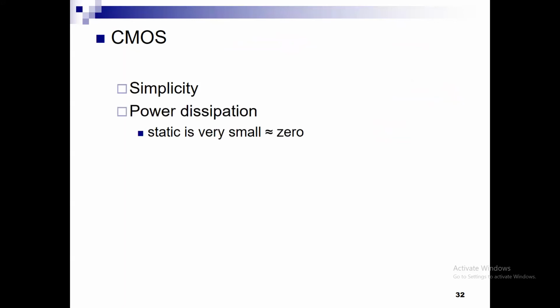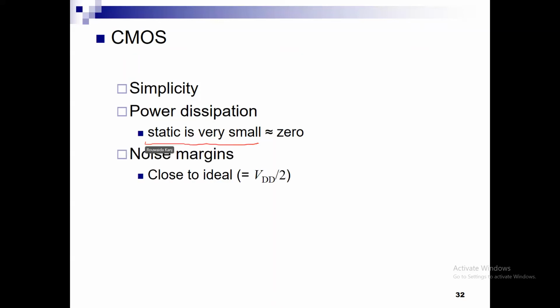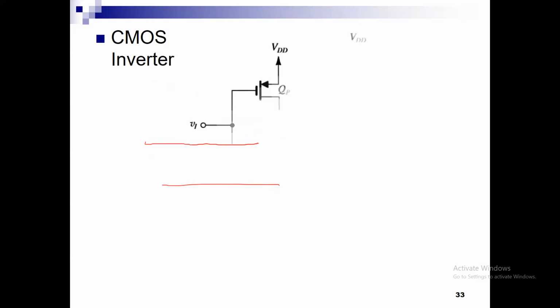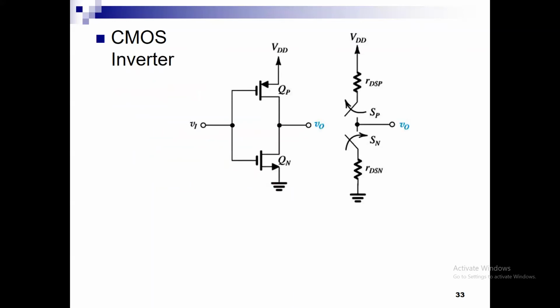Okay, so the CMOS is adopted because of its simplicity. As we will show later, it will have zero static power dissipation, and the noise margins are close to ideal, so we can design it to switch around VDD over 2. We don't have to worry about the size of the resistor. So the simplest CMOS gate is really the CMOS inverter. The CMOS inverter has a PMOS device and an NMOS device, and they are both connected to the input VIN.